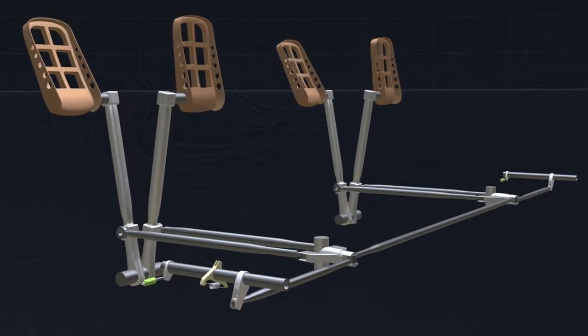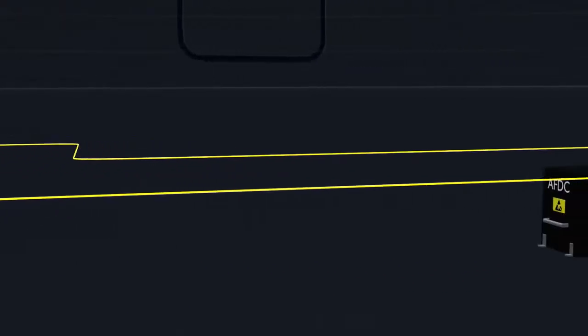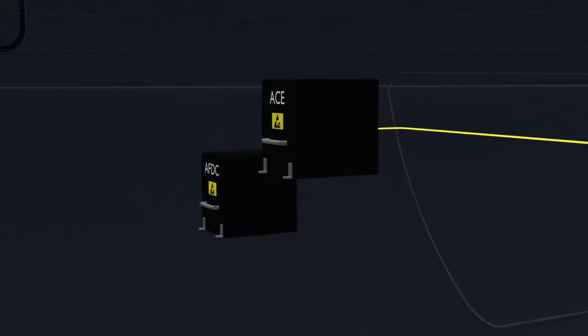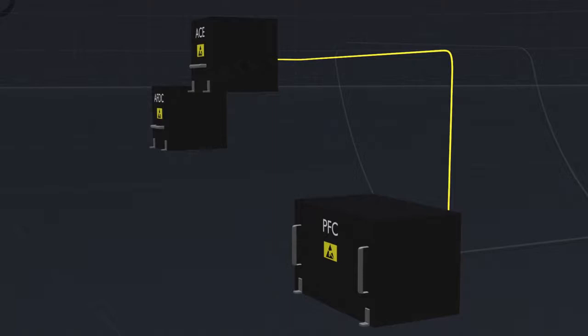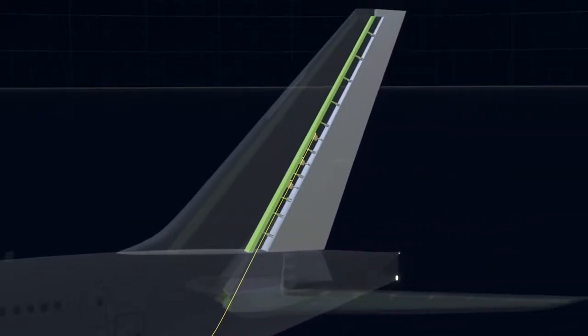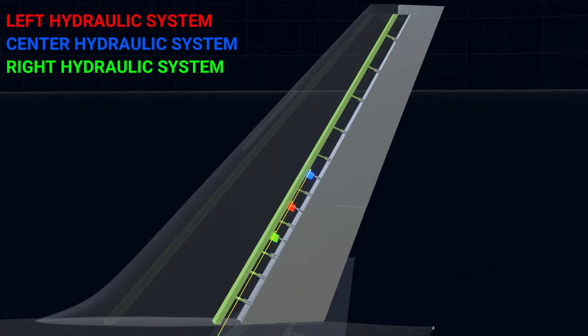The shaft assembly rotation is picked up by the position transducers. The transducers, in proportion to the pedal movement, send signal to the actuator control electronics. The ACE relays the signal to the primary flight computer for rudder movement calculation. The PFC returns the final signal to operate the rudder. The ACE sends control signal to the 3 rudder power control units in the vertical stabilizer of the aircraft. The PCUs are hydraulic actuators and use different hydraulic systems for redundancy.